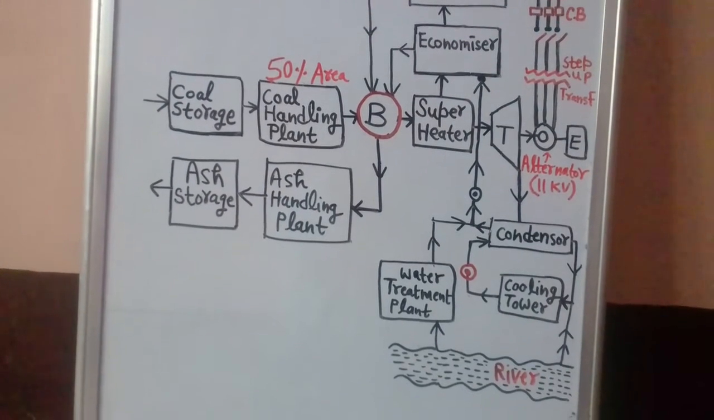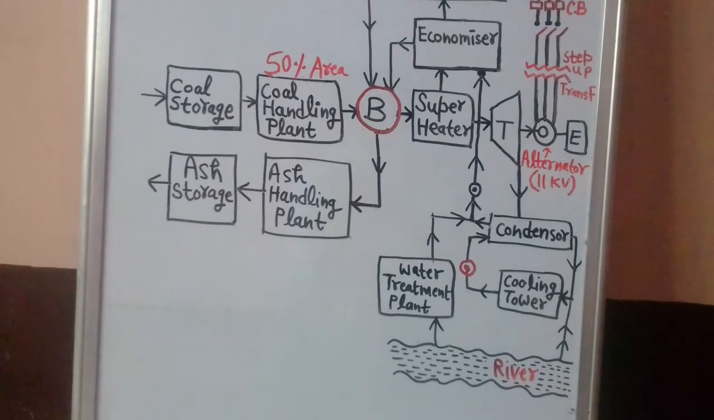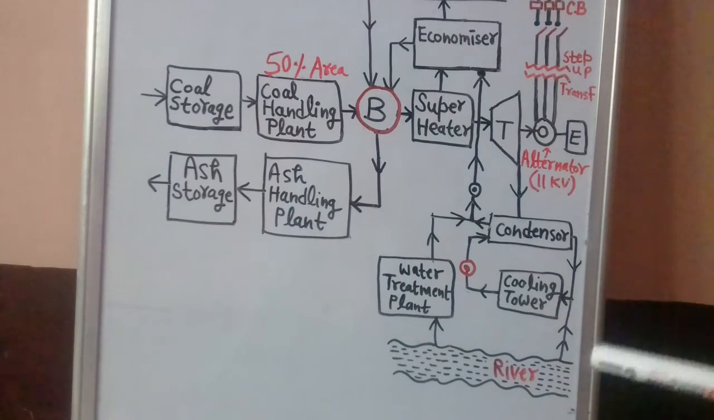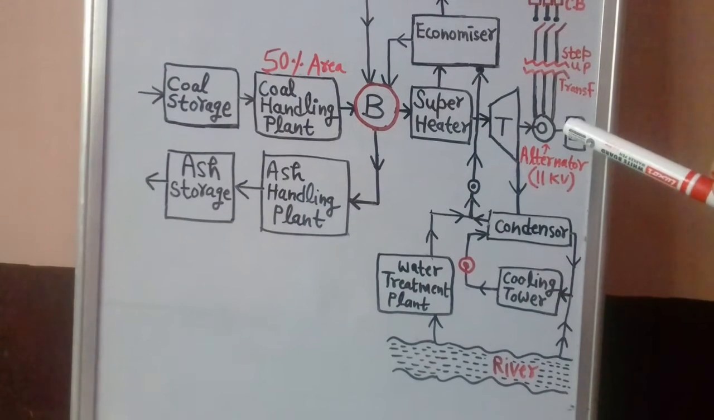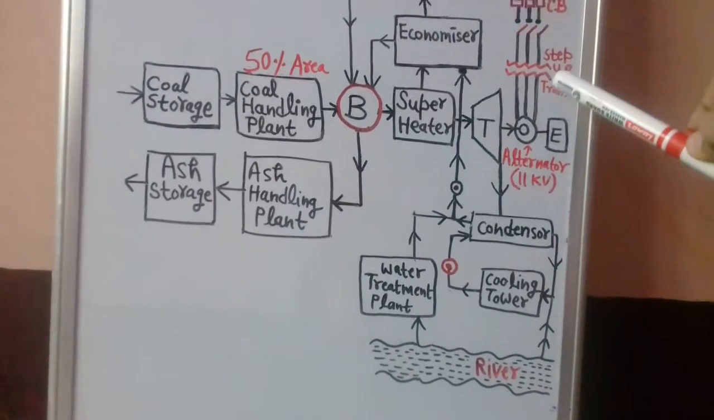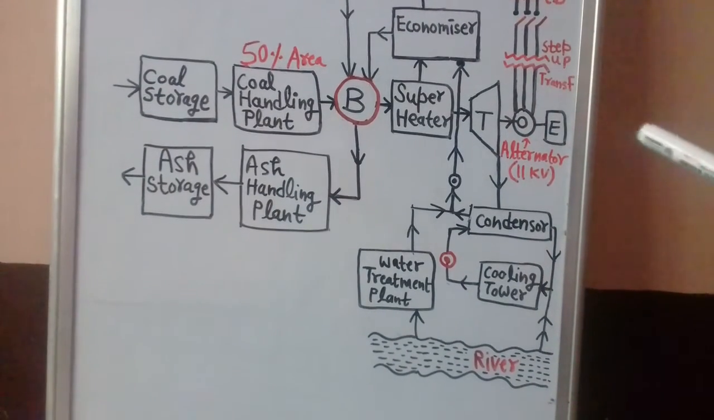It is advisable that we should construct our thermal power plant at a site which is nearby the river, so that an adequate and sufficient amount of water can be obtained from the river. It is always advisable that you construct a thermal power plant at a site nearby the river. Now look here, this is the step up transformer.